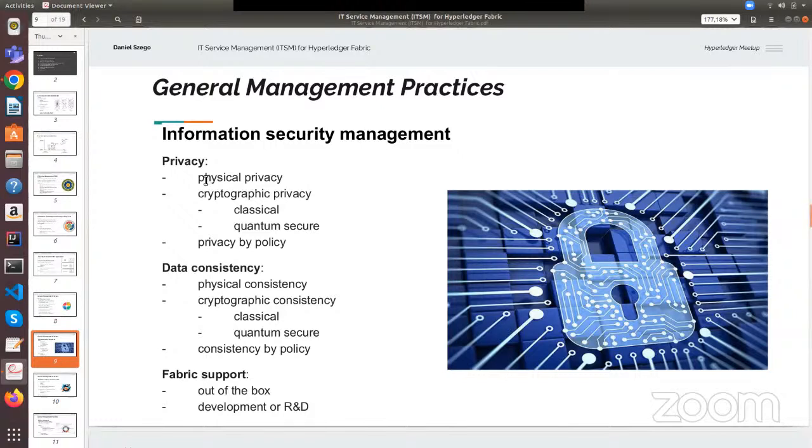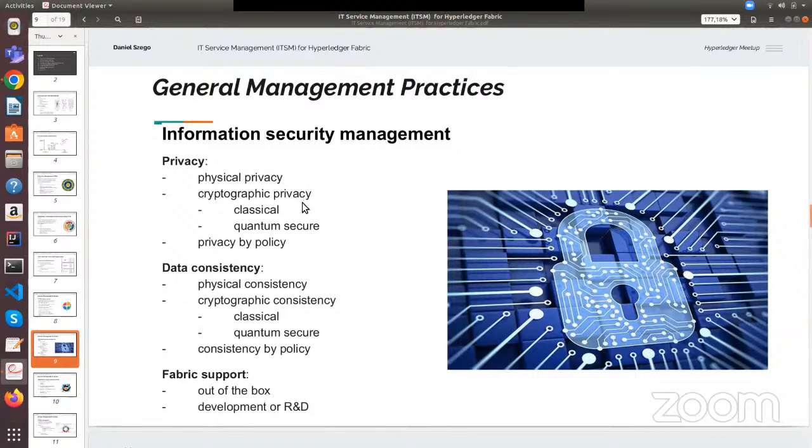First, in privacy, we have physical privacy, which is the channel itself, or you can use a private data collection, and it gives some physical privacy as well, apart from the fact that your hash is written into the chain, which is visible to everybody. But that's physical privacy. We can speak of cryptographic privacy.